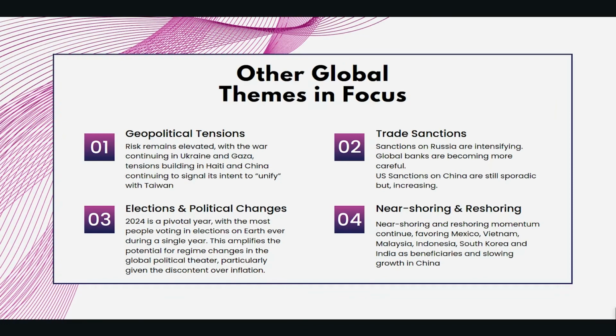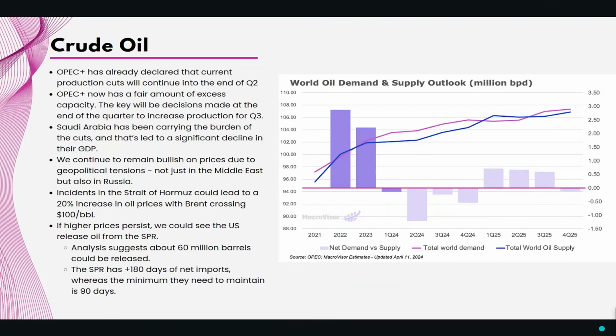We also have nearshoring and reshoring. And this is one of those themes where more and more countries don't want to have all their manufacturing capacity focused in places like China. So they're diversifying. Industries are moving to Vietnam, Mexico, Malaysia, Indonesia, Philippines, and elsewhere to try to diversify their supply chains. So let's shift over to oil, Ayesha. Talk a little bit more about what's going on there.